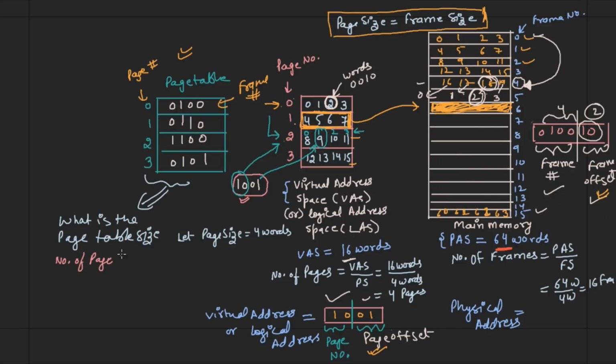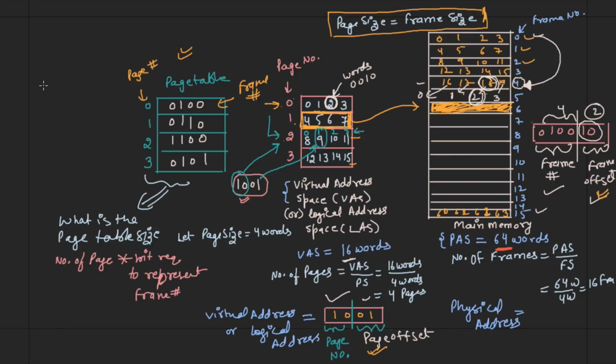because for every page we are going to have an entry in the page table, multiplied by the number of bits required to represent the frame number. The bits required to represent the frame number, multiplied by the number of pages, is called the page table size. That will give you the page table size. Now how will this entire thing actually work? Let me give you a simple example.